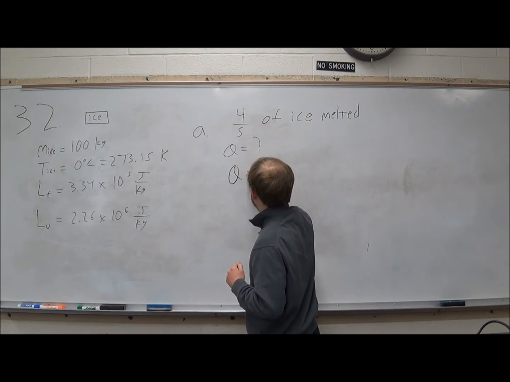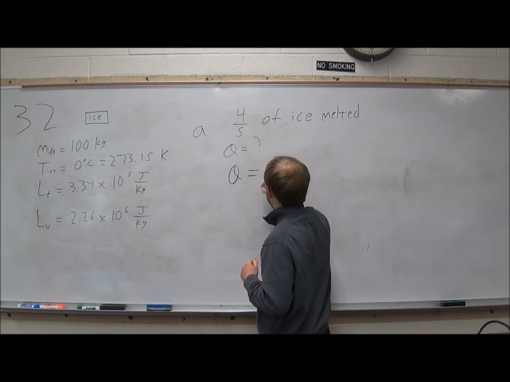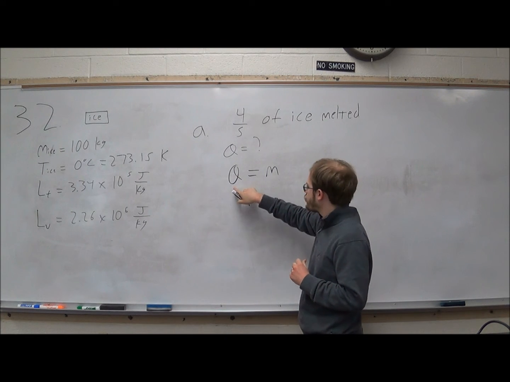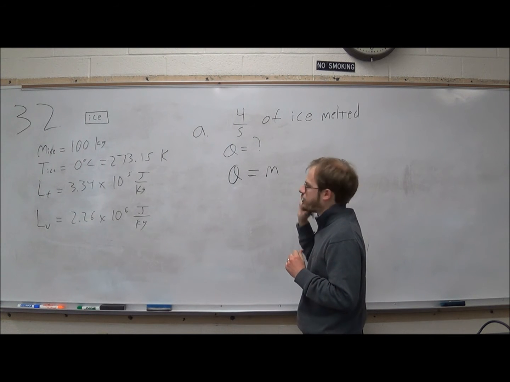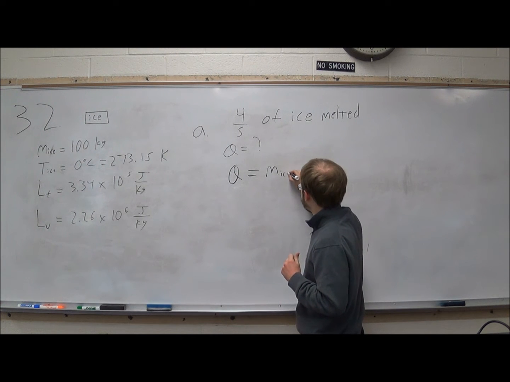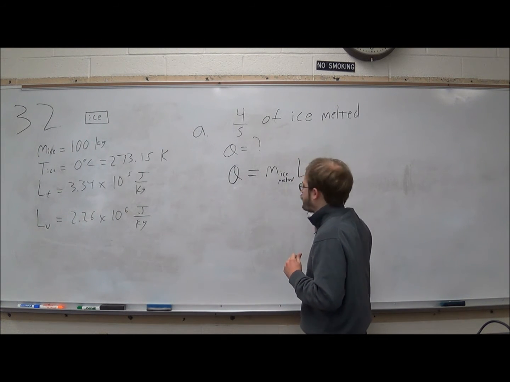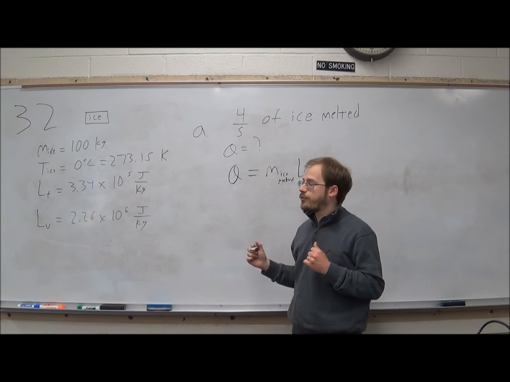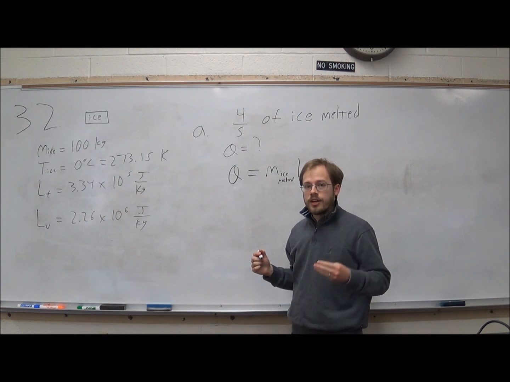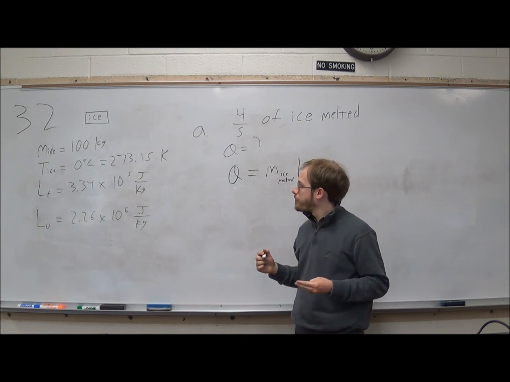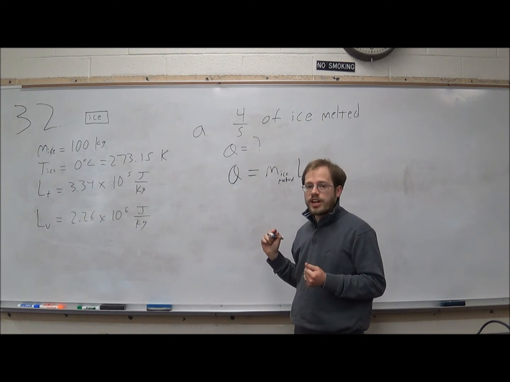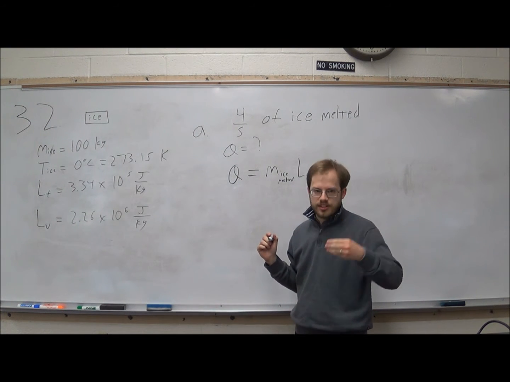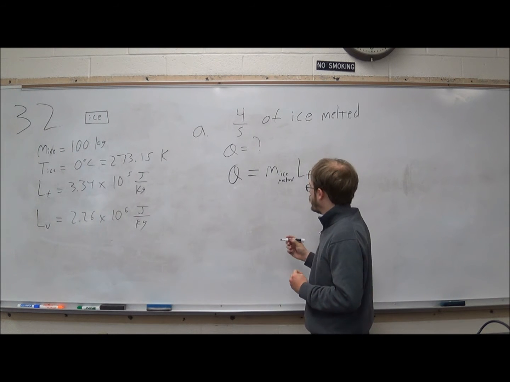Well, I'm going to use the latent heat equation. So the heat required to melt 4/5 of the ice is going to be equal to the mass of the ice melted times the latent heat of fusion. So remember, you use latent heat of fusion when you're going between solid and liquid, liquid and solid, and you use latent heat of vaporization when you're going from liquid to gas, gas to liquid.